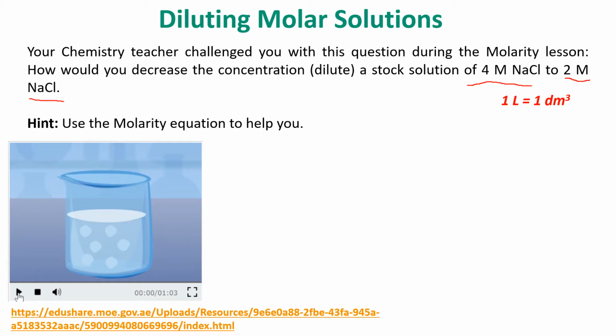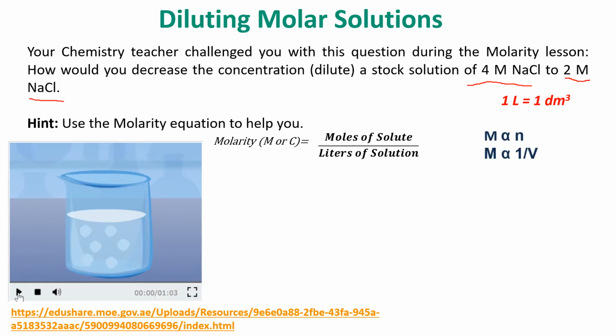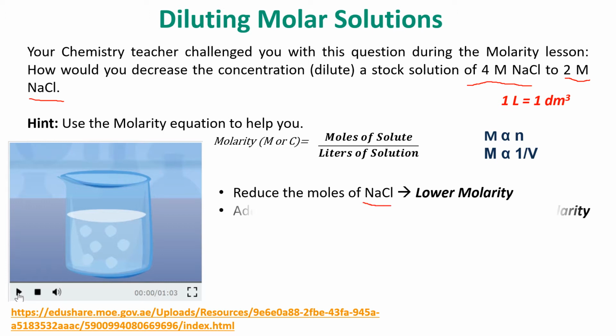All right, thank you for your efforts. So let's begin with the equation. Molarity equals moles of solute over liters of solution. So we know that these two relationships are there. The molarity is directly proportional to the number of moles and inversely proportional to the volume. So if we reduce the number of moles of NaCl, we will lower the molarity. And if we add more water, we will lower the molarity because we will have more volume, right? All right, keep this in your mind, especially the second point. And let's watch the video.